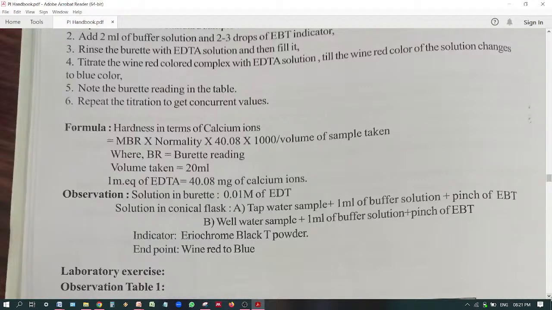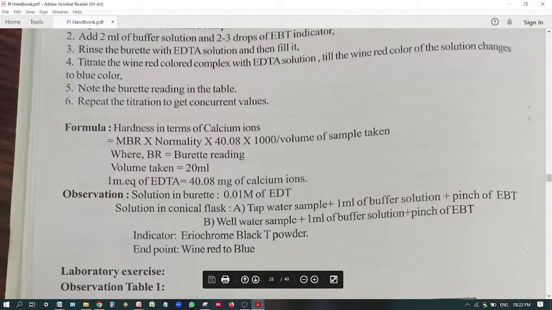Now see, here you will be writing the normality of the EDTA into 40.08, because 1 milli equimolar of EDTA is equal to 40.08 mg of the calcium ion. Then after that you will be multiplying it by 1000, because we will be taking the final reading in a liter, and after that you will be dividing it by 20, that is, 20 ml is your volume of sample. So this is your calculation part.